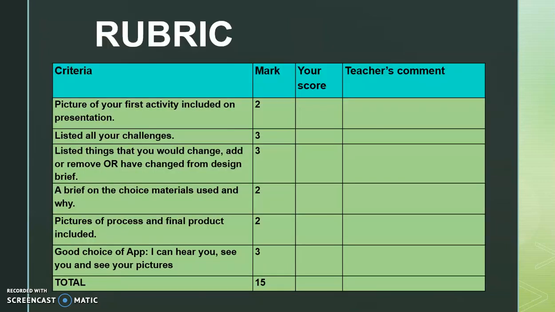Let's look at the rubric, which will definitely assist you to score some marks. The criteria is over there, and I'll go through that with you. And I've allocated a mark, and you'll obviously score whatever mark based on how you have worked. You'll get 2 marks for the picture of your first activity. You will get 3 marks for listing all your challenges.